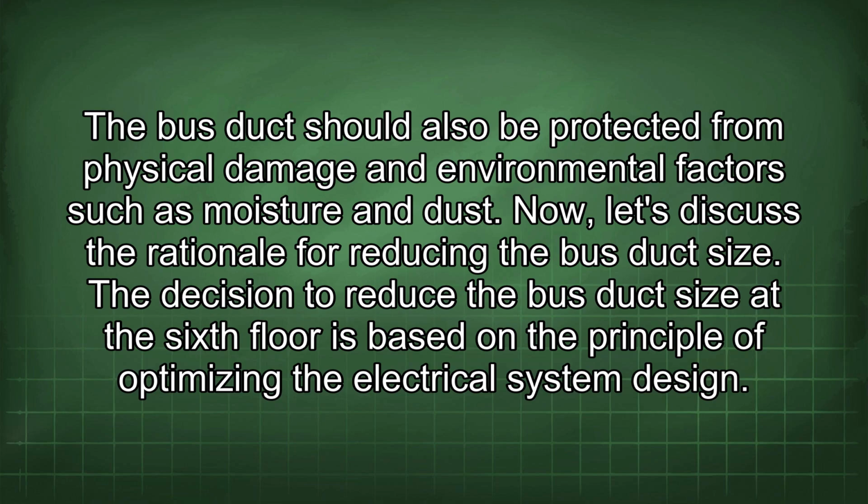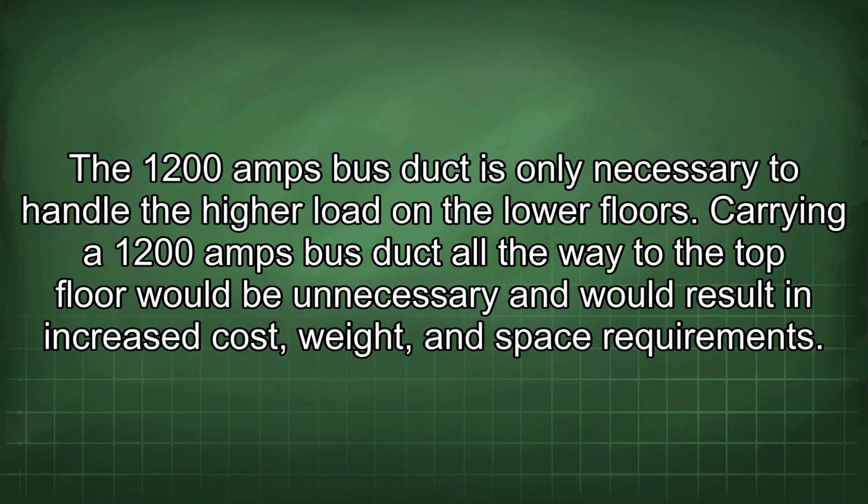Now let's discuss the rationale for reducing the bus duct size. The decision to reduce the bus duct size at the 6th floor is based on the principle of optimizing the electrical system design. The 1200 amps bus duct is only necessary to handle the higher load in the lower floors. Carrying a 1200 amps bus duct all the way to the top floor would be unnecessary and would result in increased cost, weight, and space requirements.